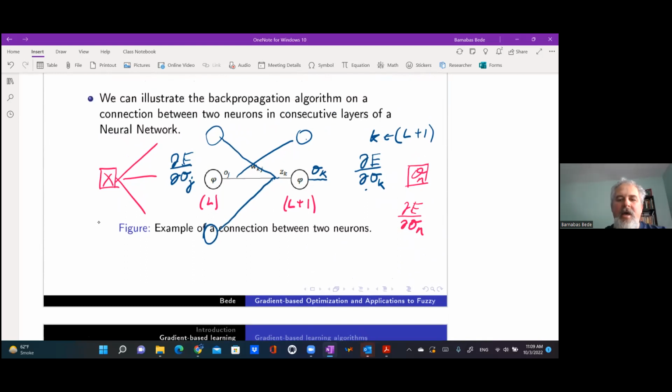Now I suppose that I already calculated all of the errors up to layer L+1. If you already calculated this in the last layer, then this supposition allows you to go back one layer and calculate del E del O_P, where P is the previous layer.